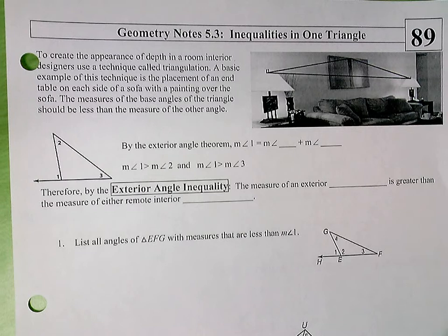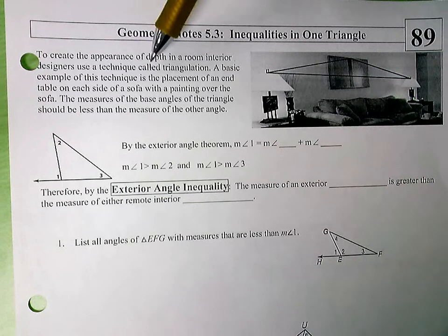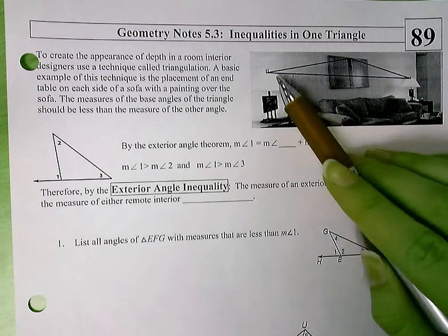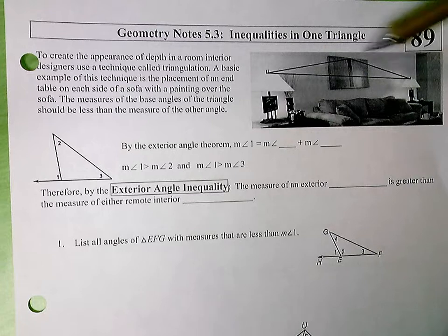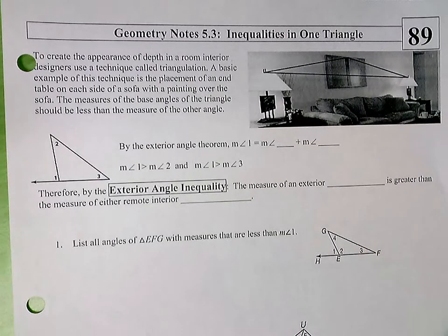So today I want to go over inequalities in one triangle. To create the appearance of depth in a room, interior designers use a technique called triangulation. A basic example of this technique is the placement of an end table on each side of a sofa with a painting over the sofa. The measures of the base angles of the triangle should be less than the measure of the other angle. Okay, so it's just talking about where to place furniture here with your picture, creating that triangle.